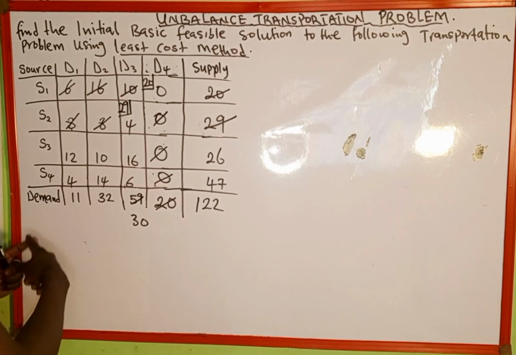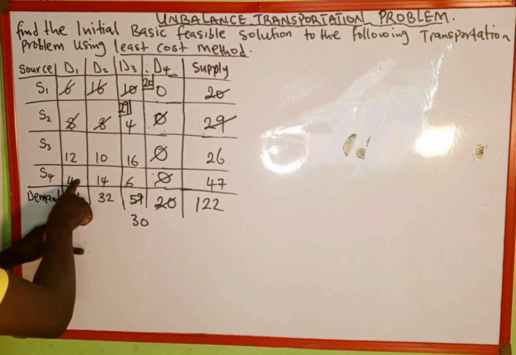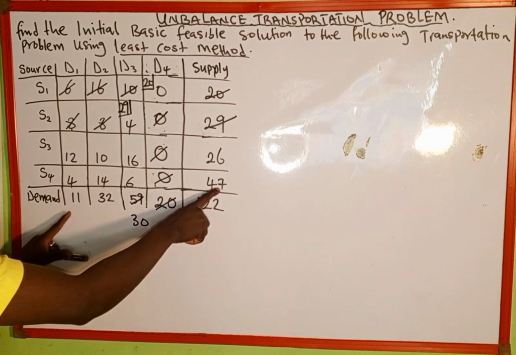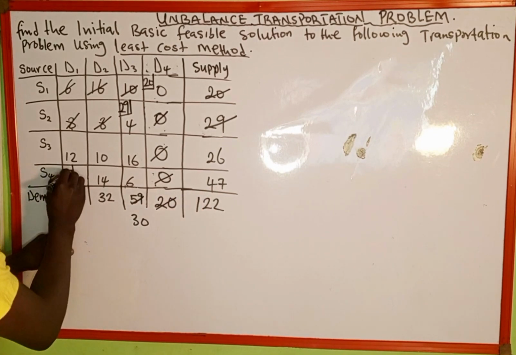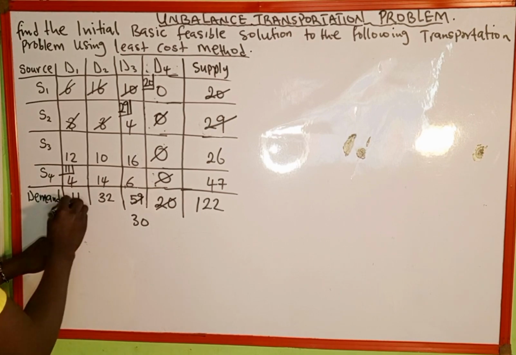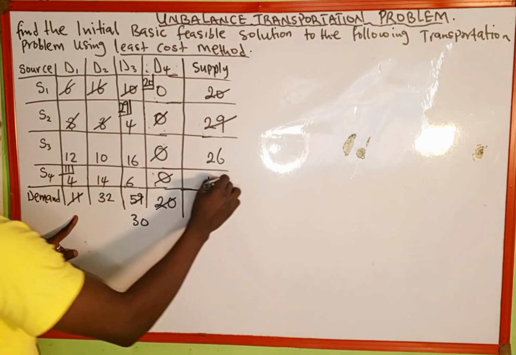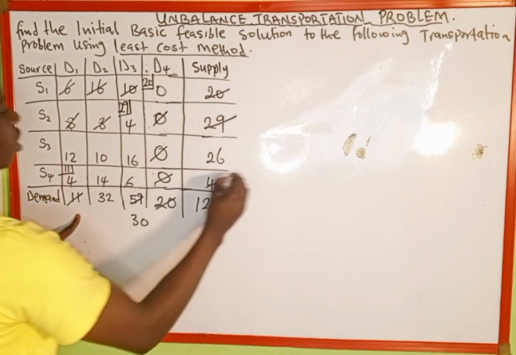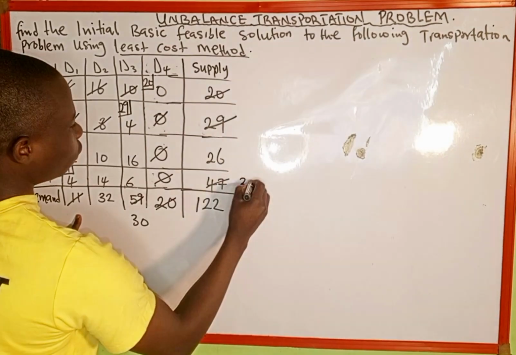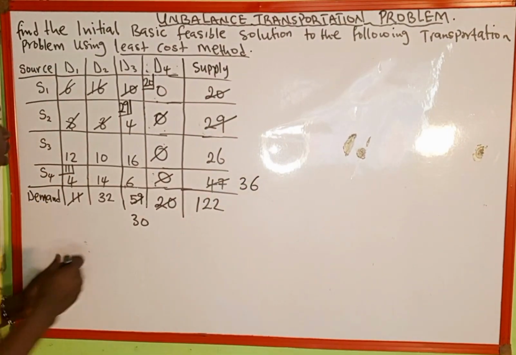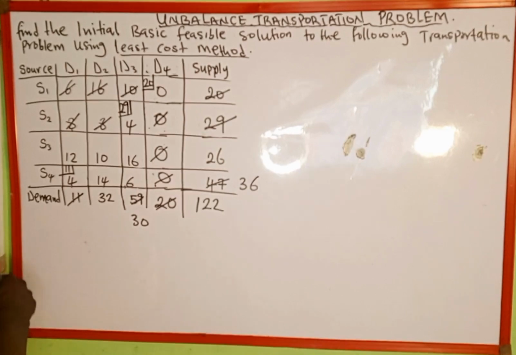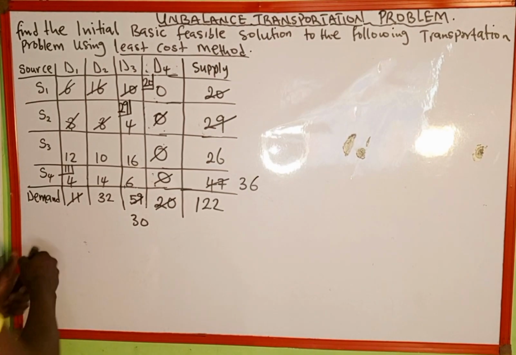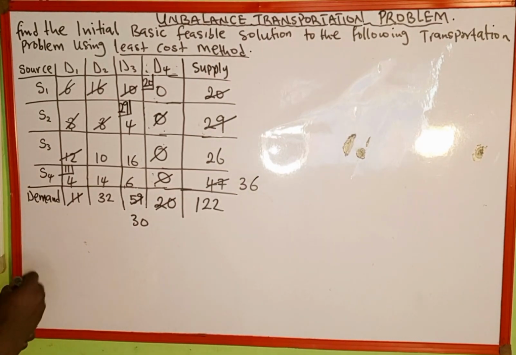We compare the demand and supply corresponding to this 4. The supply is 47 and the demand is 11. So we supply the least one, which is 11. Then we delete this. Then 47 minus 11 is going to give us 36. So the next thing we are going to do is we supply the whole of 11 here. Now we can delete this remaining value.